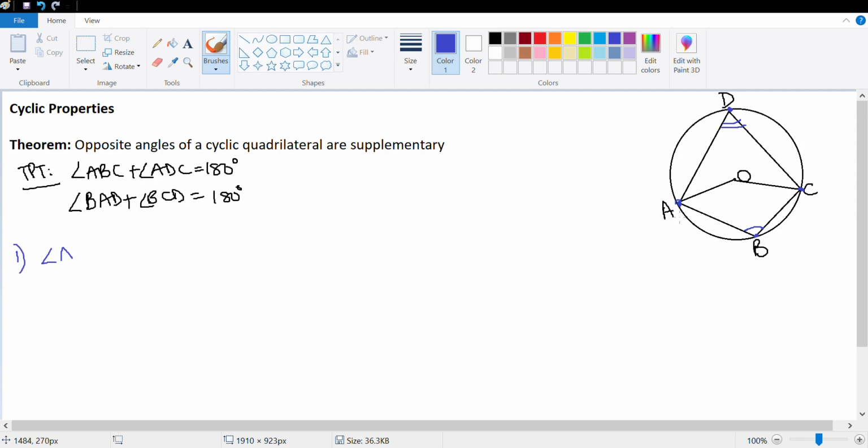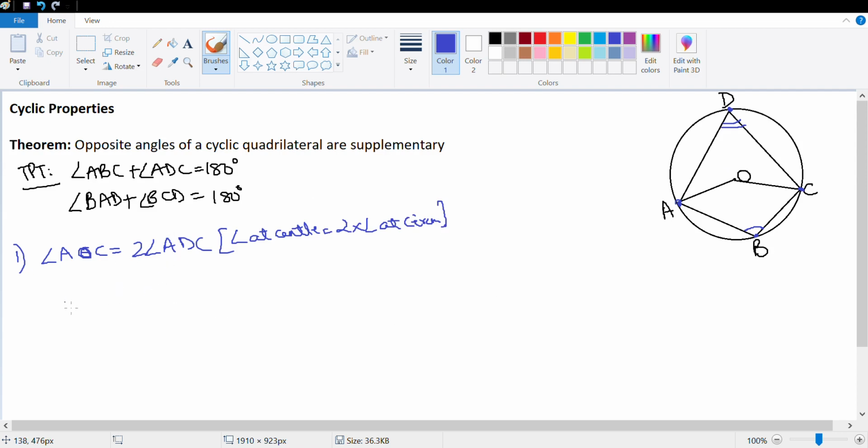So let's look at this arc AC. AC subtends an angle AOC at the center and ADC at the circumference. So angle AOC would be equal to 2 times angle ADC. This is the reason: angle at center is equal to 2 times angle at circumference. Correct? So this is something that we already know.